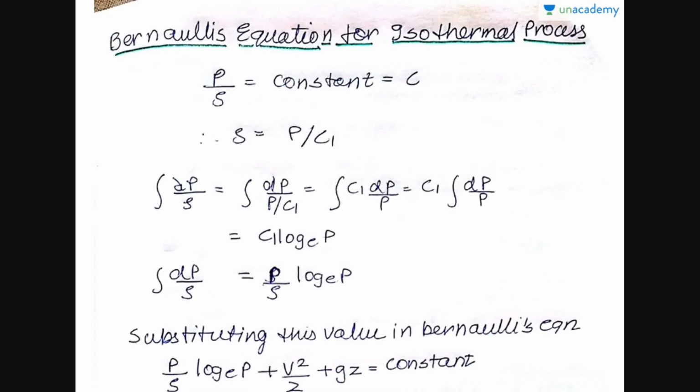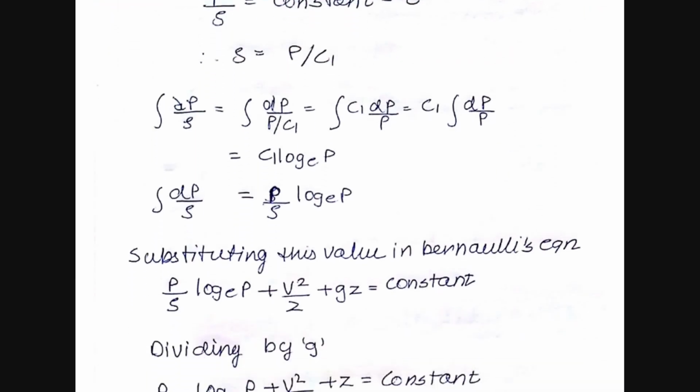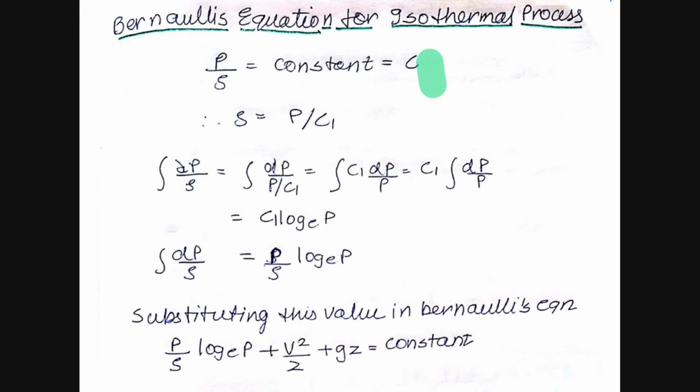Again, the Bernoulli's equation is divided into two parts: one for the isothermal process and the second for the adiabatic process. In the isothermal process, the temperature will remain constant throughout. Also, in this, p divided by rho will be equal to a constant, which is c. So if we bring the value of c down and rho over here, we'll have this as the equation. And this value is c1.